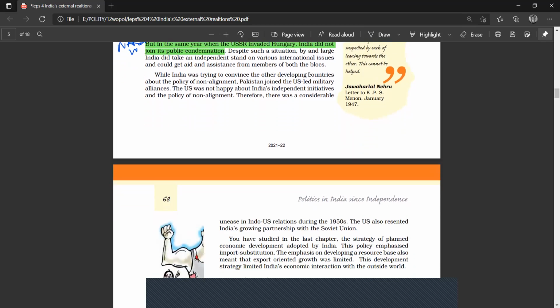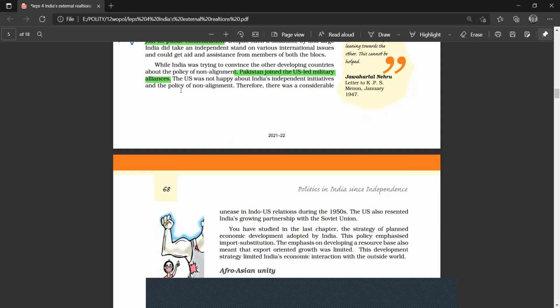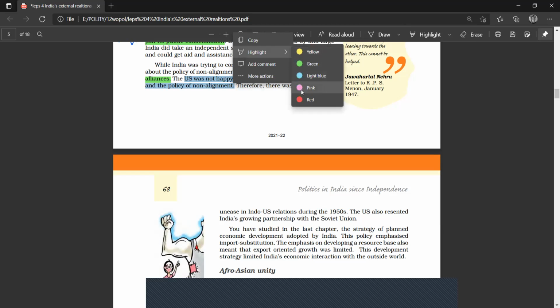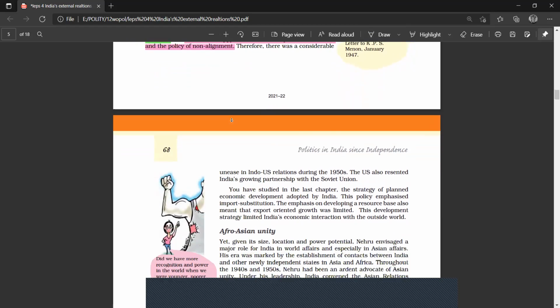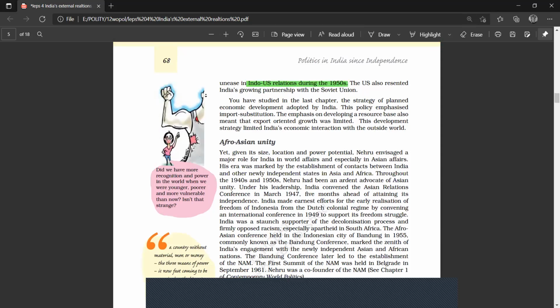While India was trying to convince other developing countries about the policy of non-alignment, Pakistan joined the US-led military alliances. So here we can understand why Pakistan was supported by the United States. The US was not happy about India's independent initiatives and the policy of non-alignment. Of course, you can see it in their foreign policy. Therefore, there was considerable unease in Indo-US relations during the 1950s. The US also resented India's growing partnership with the Soviet Union.